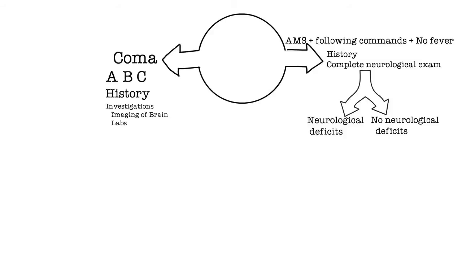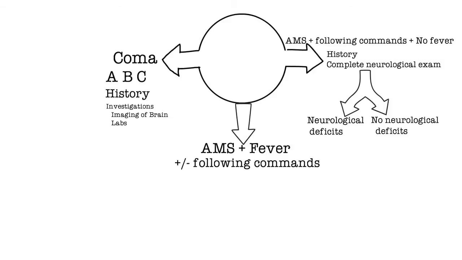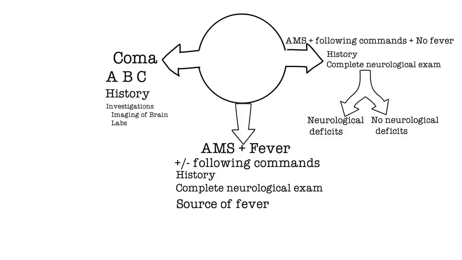On the other hand, if patients do not have any neurological deficits, then workup accordingly based on physical exam findings. Look for other causes, but still these patients might need imaging of the brain. When patients present with altered mental status and fever, history and neurological exam is again important. Look for sources of fever like meningitis, pneumonia, UTI, and these patients might have sepsis and septic shock too.